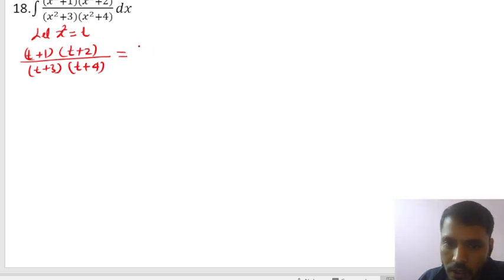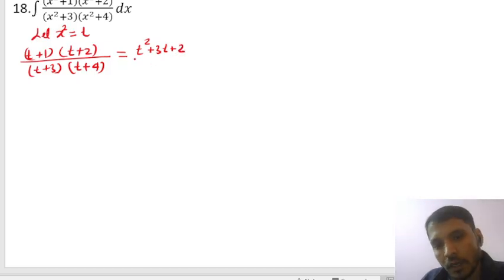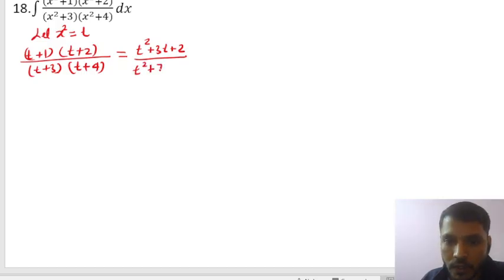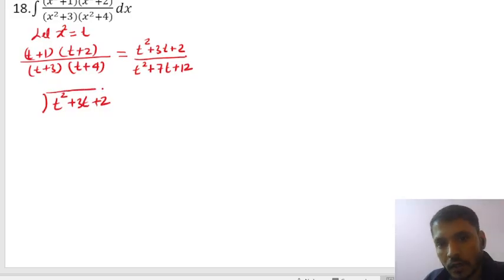So multiplication of the numerator will become t square plus 3t plus 2. If you multiply, we will get this thing. And multiplication of the denominator is t square plus 7t plus 3 into 4, that is 12. So now we are going to divide this t square plus 3t plus 2 by what? By t square plus 7t and plus 12. By this we are going to divide.